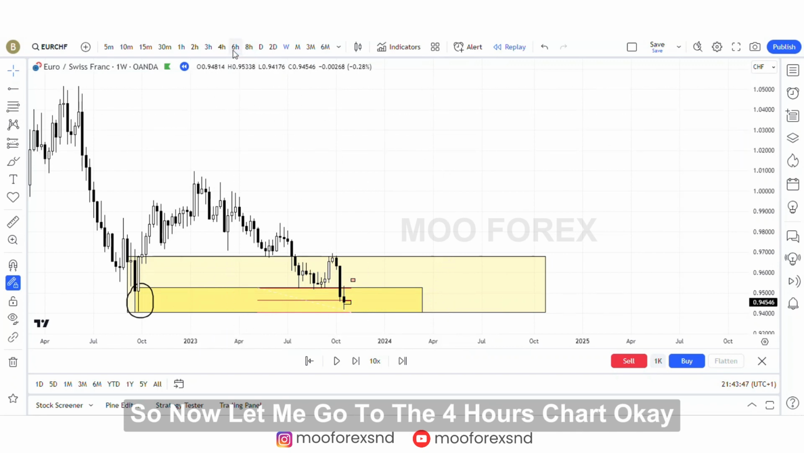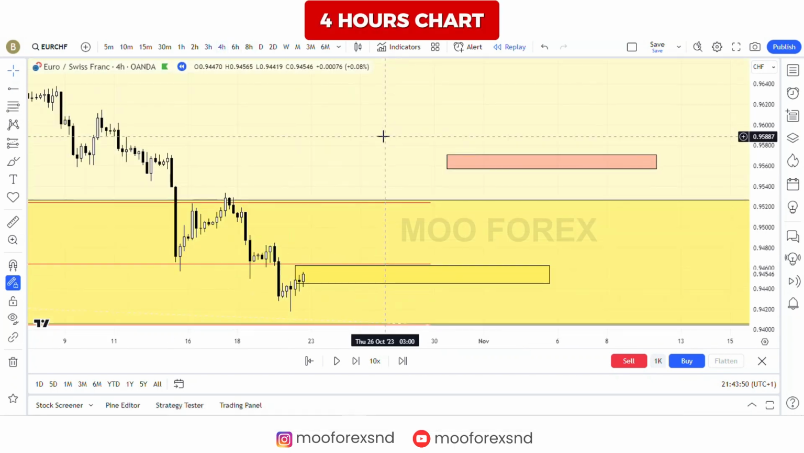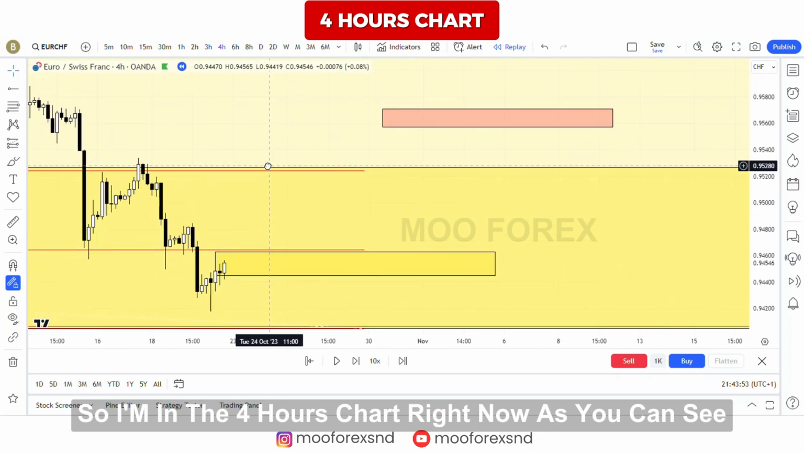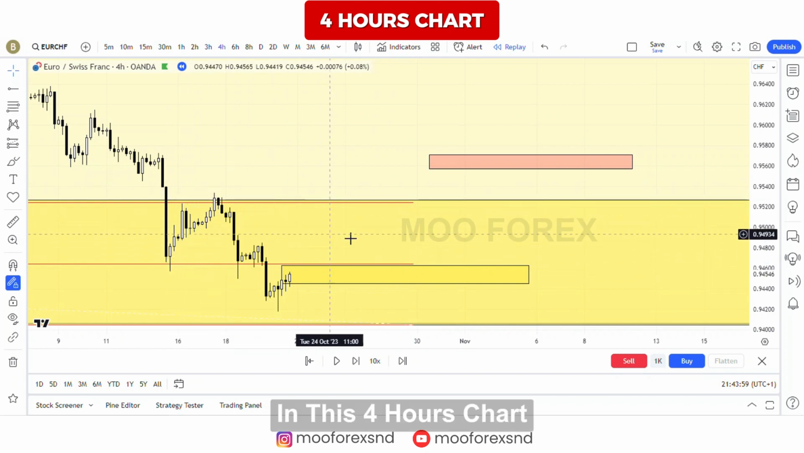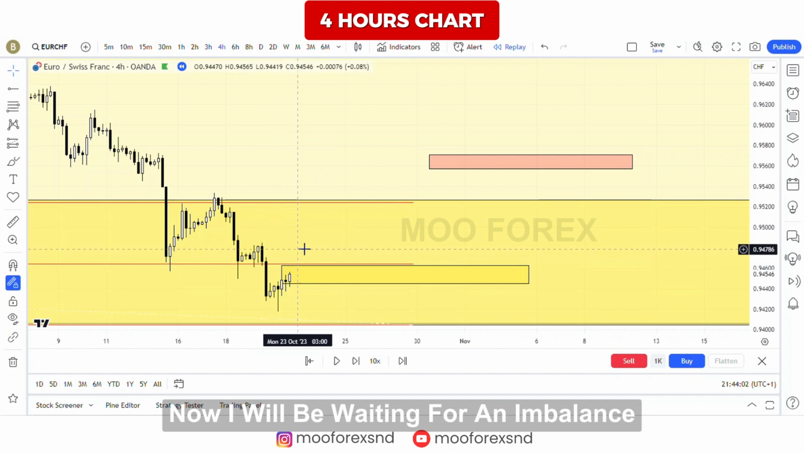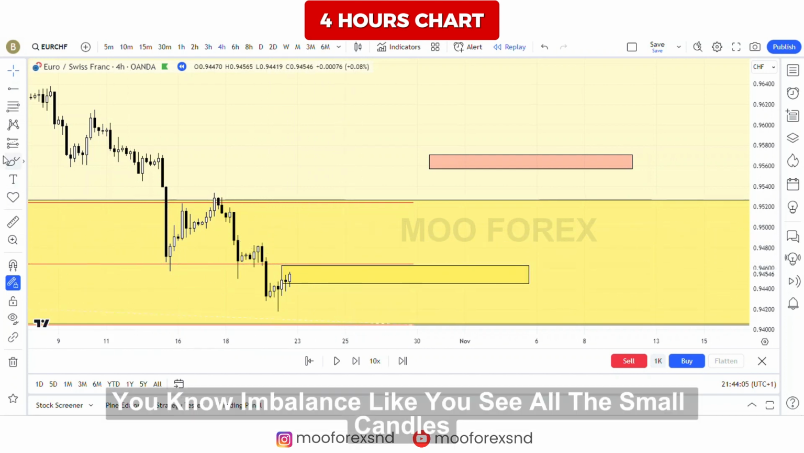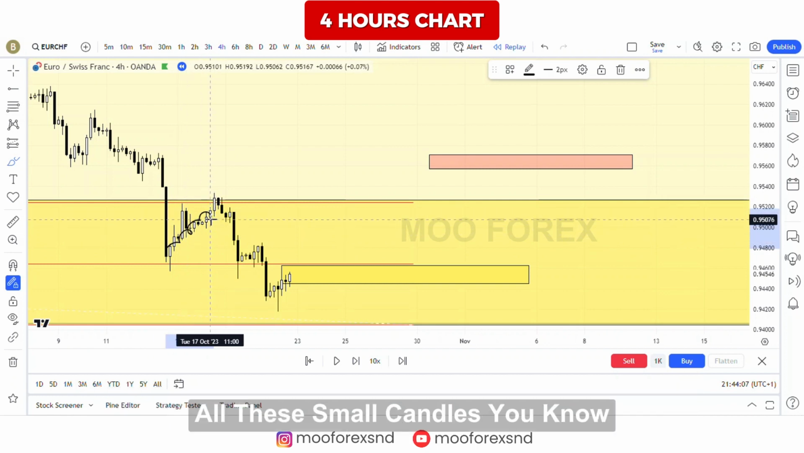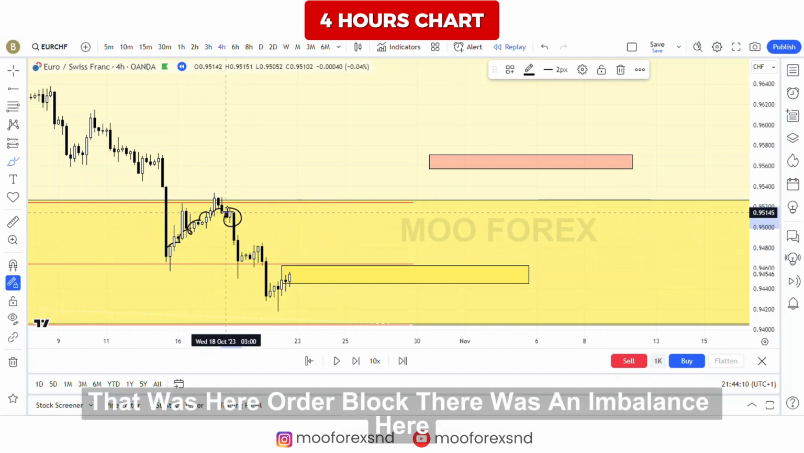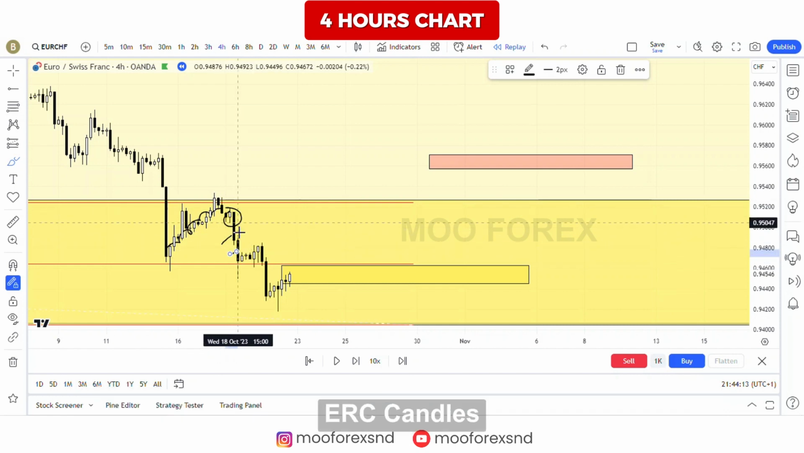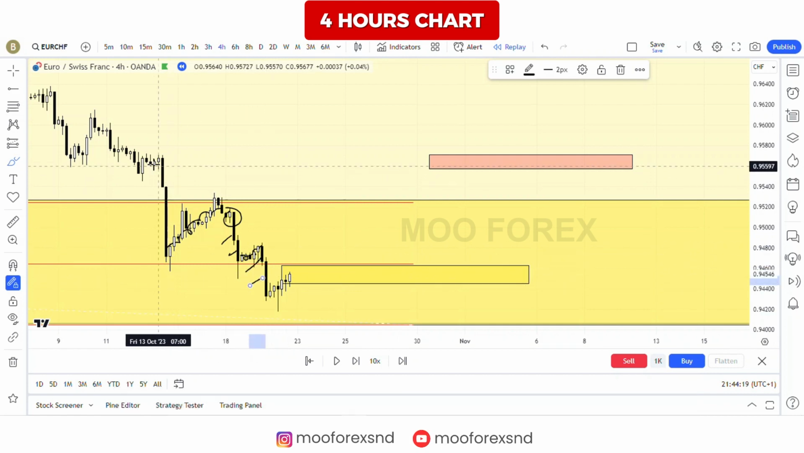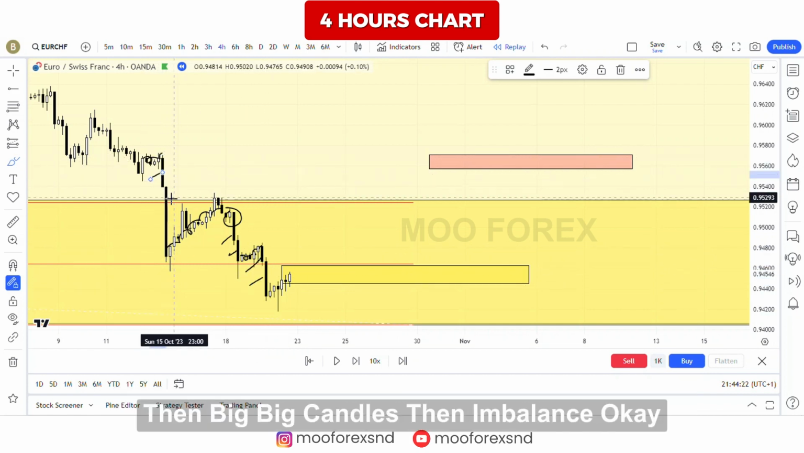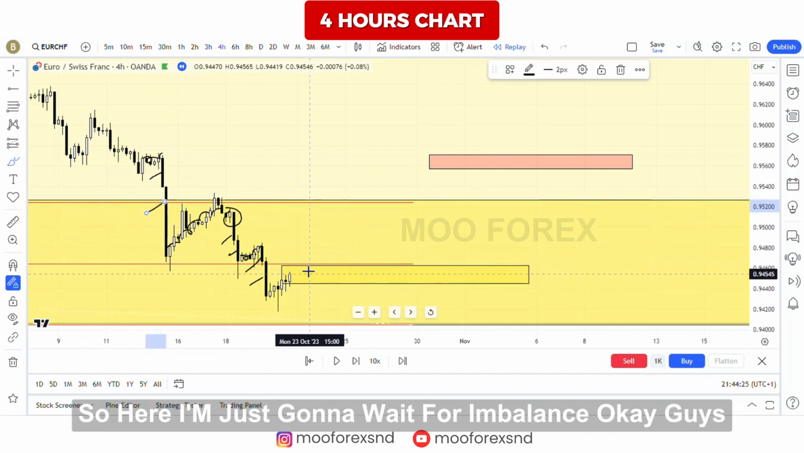Now let me go to the 4 hours chart. I'm in the 4 hours chart right now. As you can see, in this 4 hours chart, I will be waiting for an imbalance. Imbalance, like you see all these small candles, there was an order block here, there was an imbalance, ERC candles, all these small candles, then two big candles, imbalance, all these small candles. Then big candles, then imbalance. So here I'm just going to wait for imbalance in the 4 hours chart.